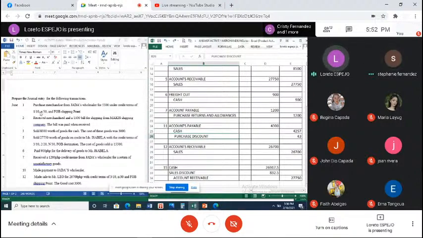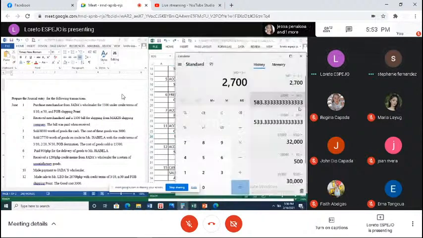Yung purchase discount, makikita nyo sa credit term, 1/10. Ibig sabihin ng 1/10, the company will receive 1% discount if the account was paid within 10 days. So ibig sabihin, we're just going to count. Pasok ang June 1 to June 10, di ba? Pasok sa 10 days. So ibig sabihin, entitled ngayon si company ng 1%. So we're just going to compute. Paano i-compute yun? Una, meron tayong 5,500.